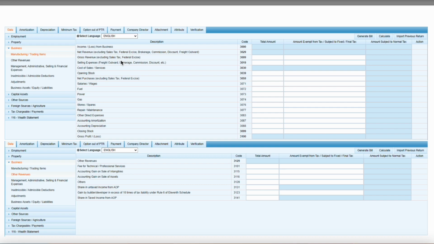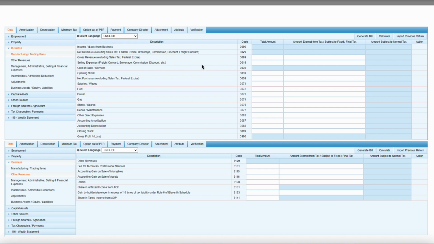So you may have earned 18 lakh rupees, but 3 lakh rupees you may have paid to the government under the sales tax law and the federal excise tax law, including if you may have given discounts to your customers. So your gross revenue has to come here, which excludes sales tax and federal excise duty, and it is, for this example, 15 lakhs.